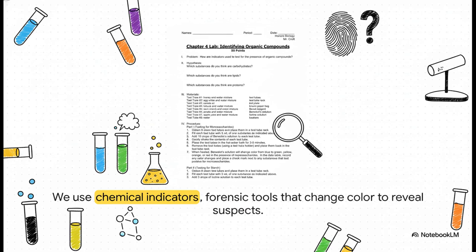And what's really cool is you don't need some super fancy high-tech lab for this. Our main forensic tools are chemical indicators. These are just special liquids that change color when they bump into a specific organic molecule. It's like a classic whodunit test, but with chemistry.